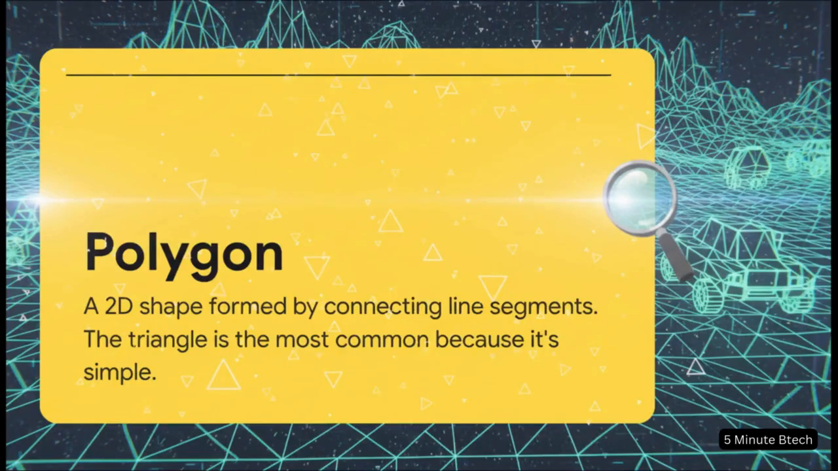And of all the different polygons, the triangle is king. Why? Simple. It's the most basic 2D shape you can possibly make. It's guaranteed to be perfectly flat, which makes it incredibly efficient for computers to draw, or render, millions and millions of them every single second.